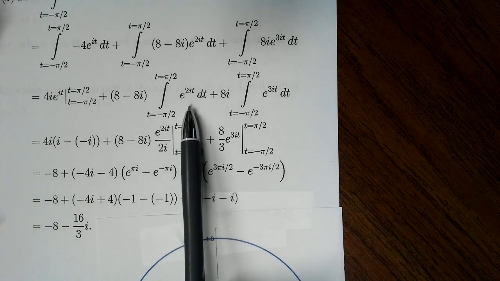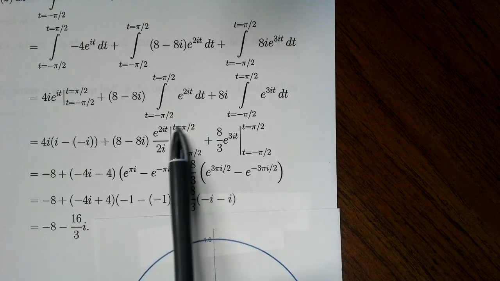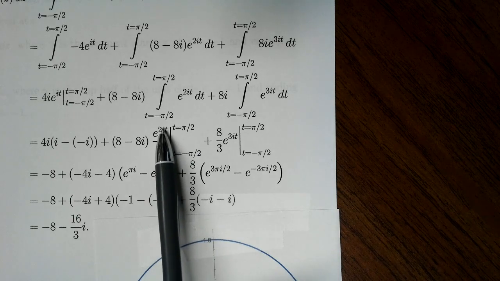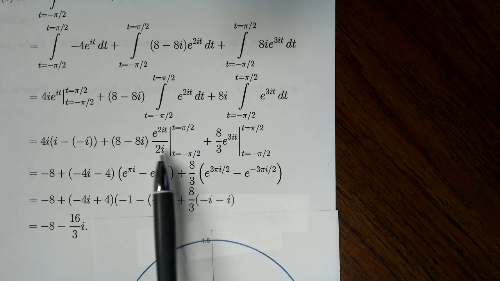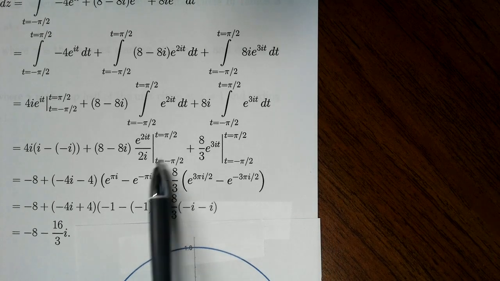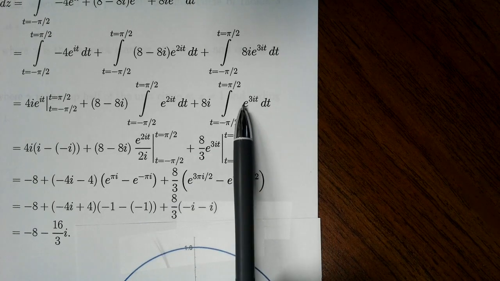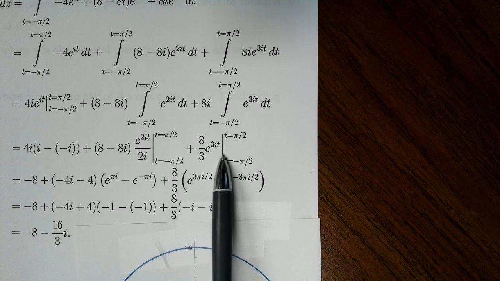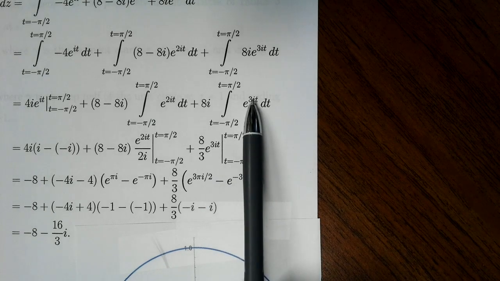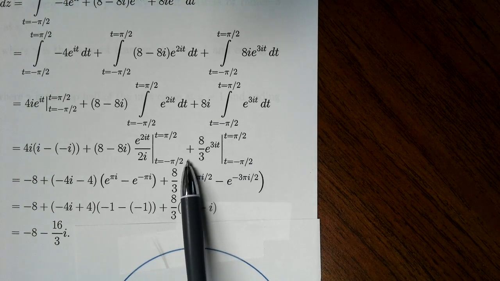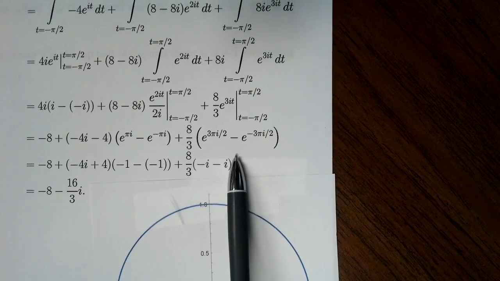Let's take a look at this second integral. The antiderivative of e to the 2it is e to the 2it over 2i, and I'm going to substitute my endpoints and subtract in just a moment. The antiderivative of e to the 3it is 1 over 3i times e to the 3it. But when I divide by 3i, 8i over 3i is going to give me 8/3.